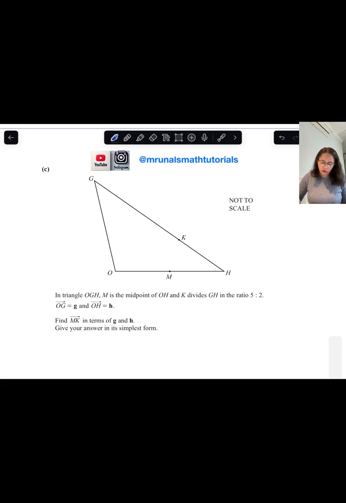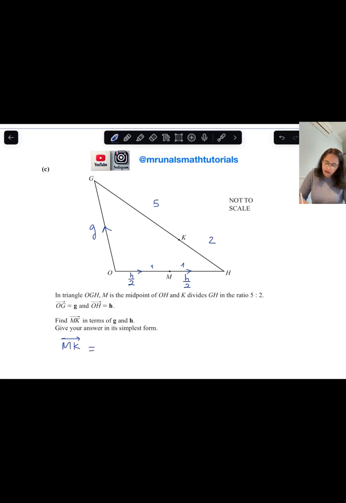Part C. In the triangle OGH, M is the midpoint, so we know that the ratio here is 1:1. K divides GH in the ratio 5:2, so of course this is going to be 5 parts and this is going to be 2 parts. OG is G and OH is H. So this is going to be H/2 and H/2, because the ratio is 1:1 since it's a midpoint. Right. Now we need to find MK.